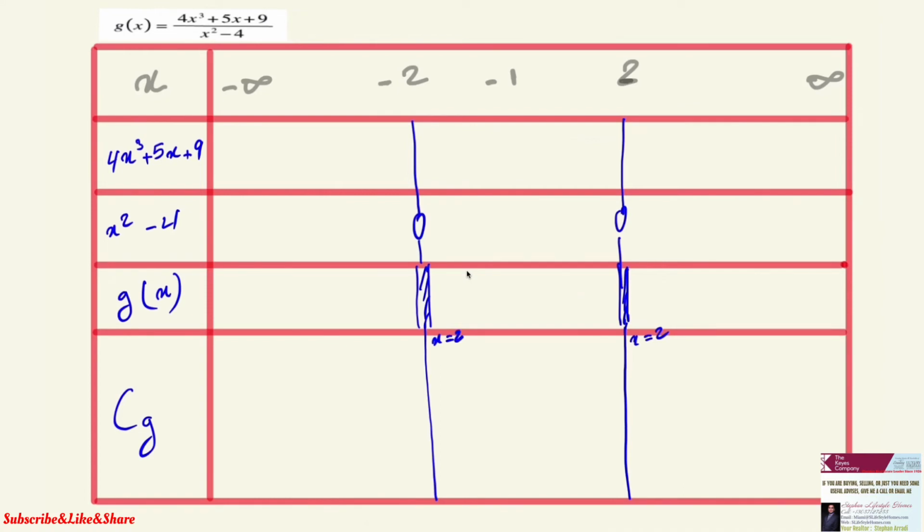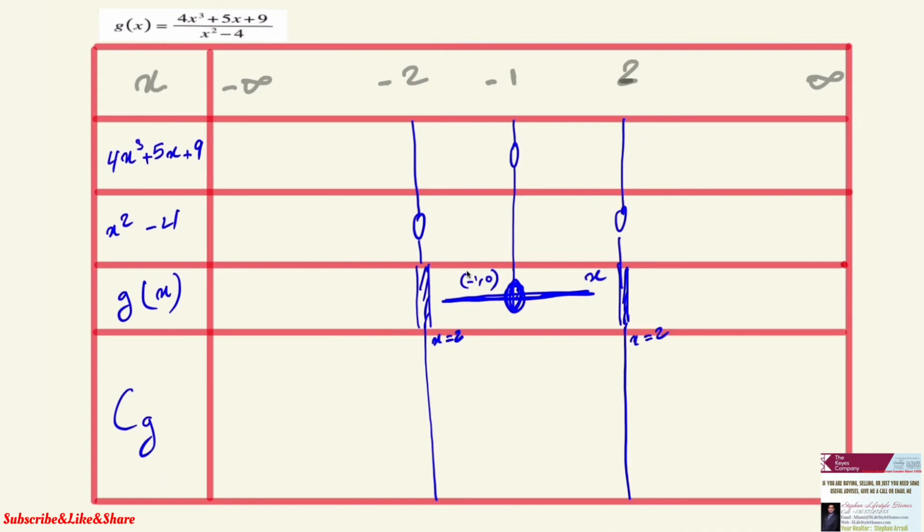We know at negative 1 the numerator is equal to 0 and makes the function equal to 0. We know at this point the graph is passing the x-axis, and this point is negative 1, 0. We can call it negative 1, 0. Okay, we have everything here.